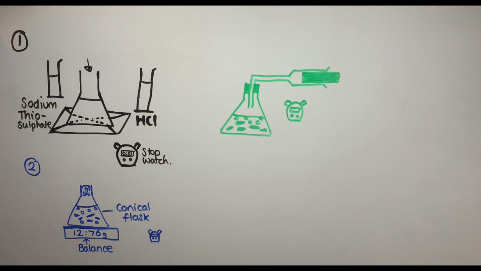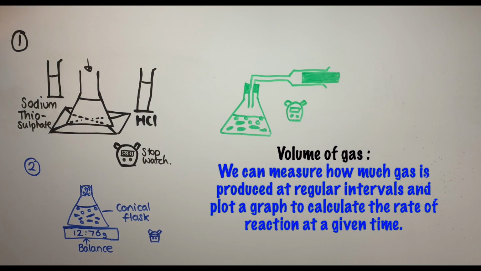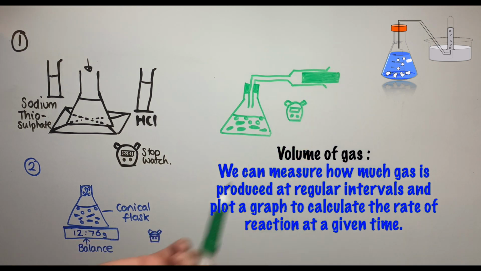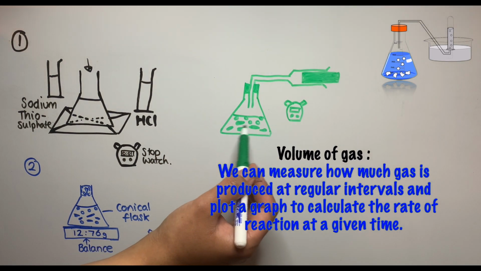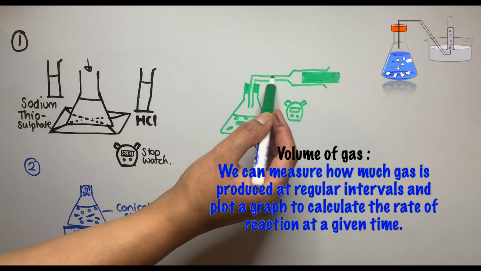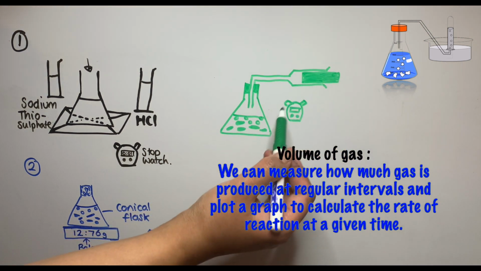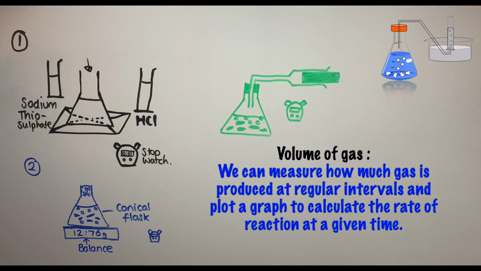And the third way of measuring a rate of reaction is by measuring the volume of gas produced, either by using a syringe or by using the over-the-water method. Now, as the gas is produced, the gas will travel through the syringe and push the syringe out. So at different periods of time, we could measure how much gas is being produced, we could plot a graph, and we could work out the rate of reaction.